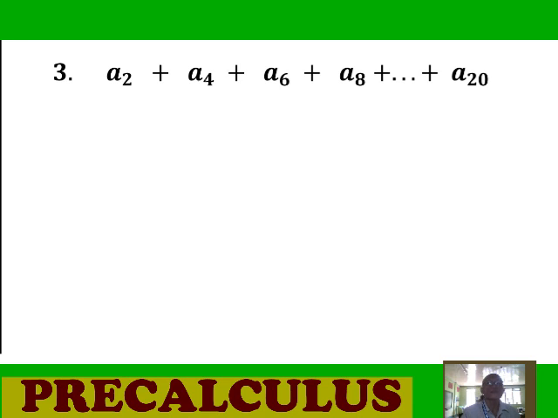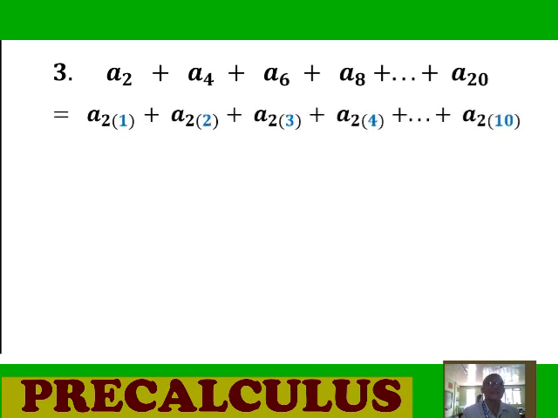Next, a sub 2, plus a sub 4, and so on. We can rewrite the subscripts as 2 times 1, 2 times 2, up to a sub 2 times 10. Our summation symbol is the summation of a sub 2i as i goes from 1 to 10.